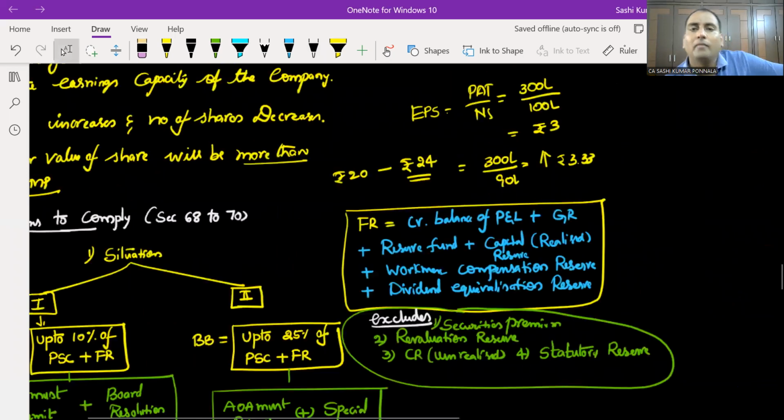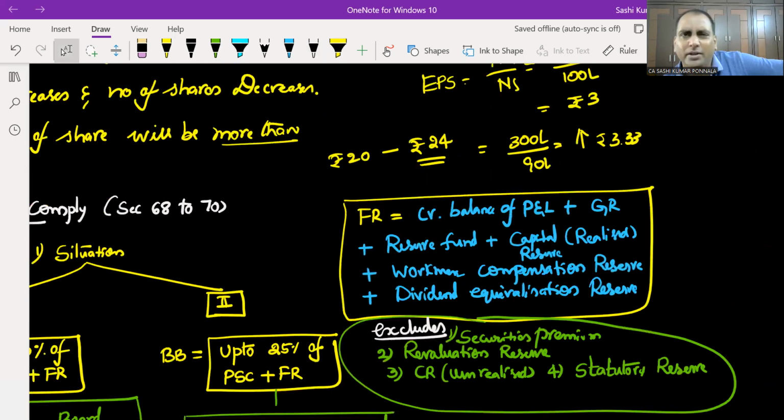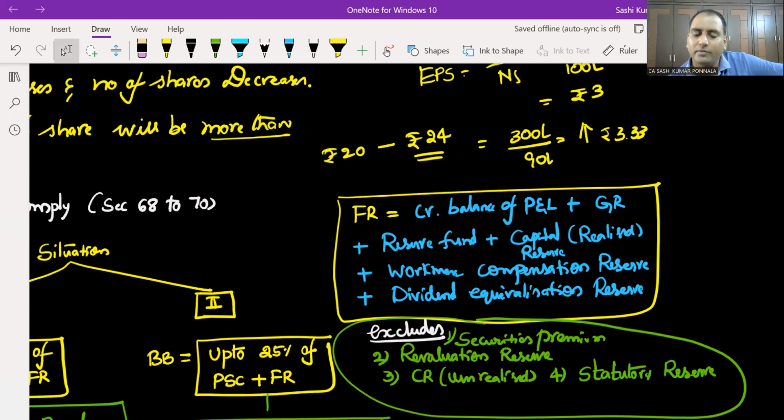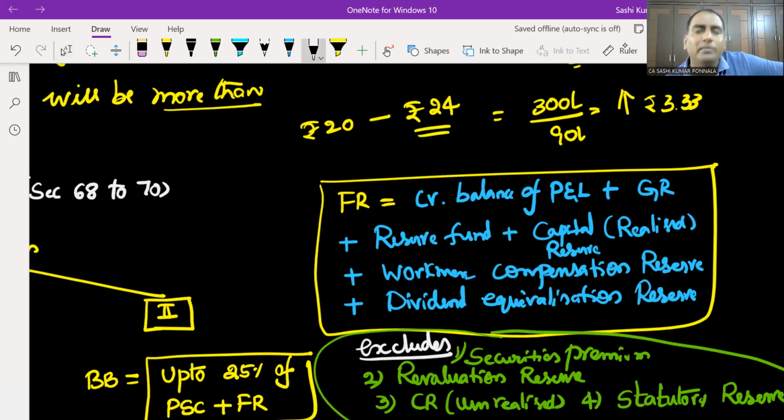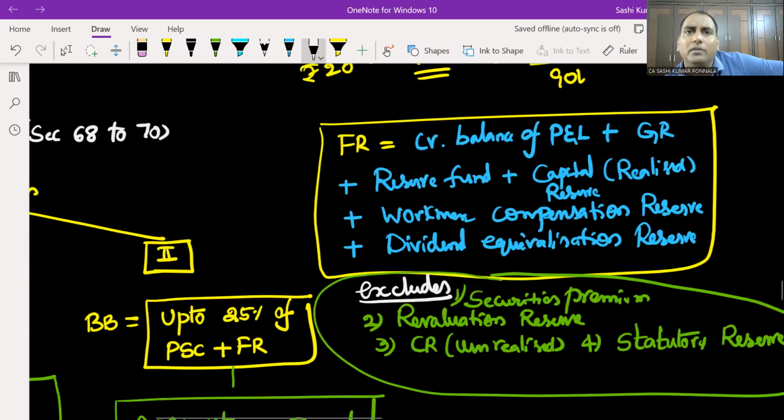See, we are saying paid up share capital, you are already aware. What is free reserve for this purpose? Free reserves means the credit balance of P&L account. General reserve, you know this. Reserve funds, if any amount is appropriated from the profit, can be used for the buyback. Capital reserve, only realized capital reserve is taken as free reserve. Workman's compensation reserve, a special reserve created for the welfare of the workers, can also be used. Dividend equalization reserve, all these come under the definition of free reserves.